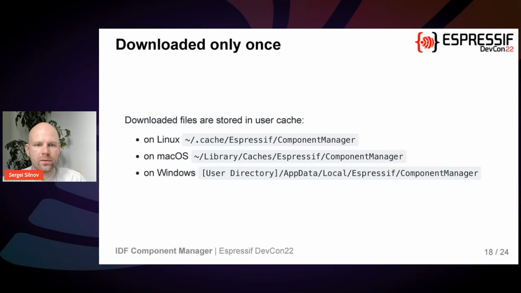Component Manager also tries to use as little network as possible. So even if you use the same components in many different projects, they won't be downloaded many times. Every component version is downloaded to a system-wide cache for your user. Location of this cache depends on your operating system. But you always can check what files you have there or clean this cache if you want.